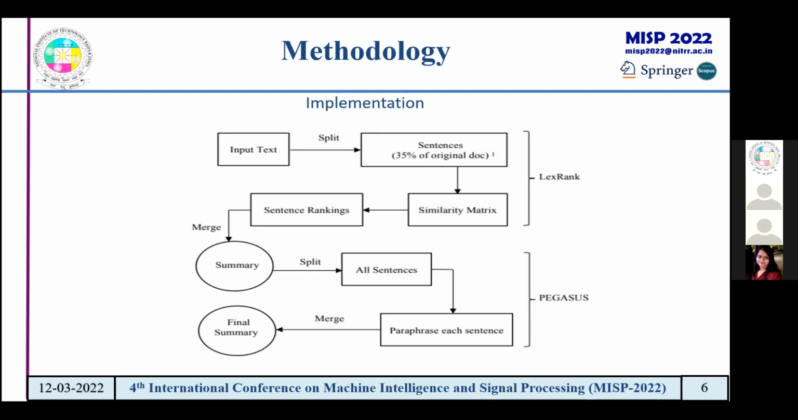There was an input text, and you split the sentences. We took only 35% of the original document. So if there are 100 sentences in the document, 35 sentences will be used to make the summary. You can change this number according to you, obviously. And then LexRank will use the similarity matrix to find out which sentences are similar to each other and give them rankings. And then according to those rankings, a summary will be prepared. And then again, using the Pegasus transformer, we split all the sentences and paraphrased each sentence. And then we merged all of these paraphrased sentences to get the final summary.